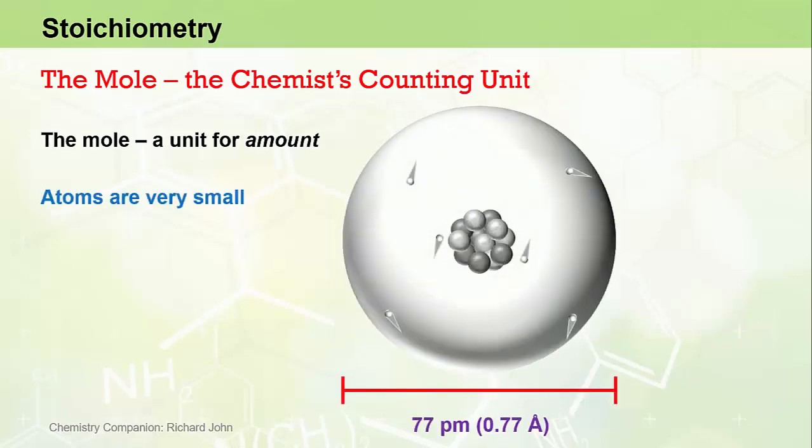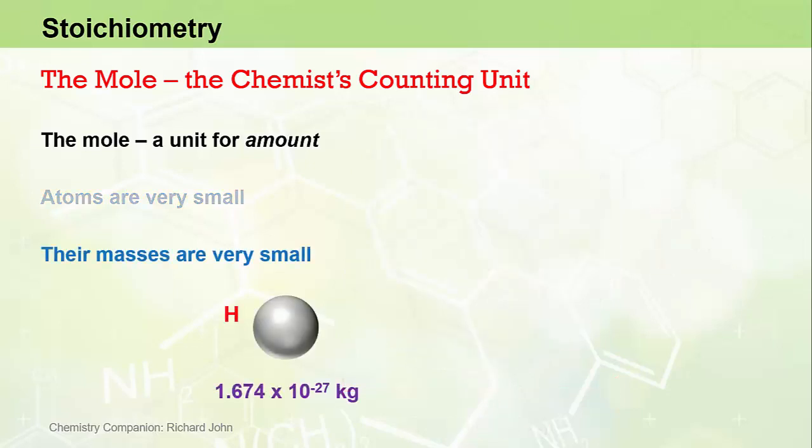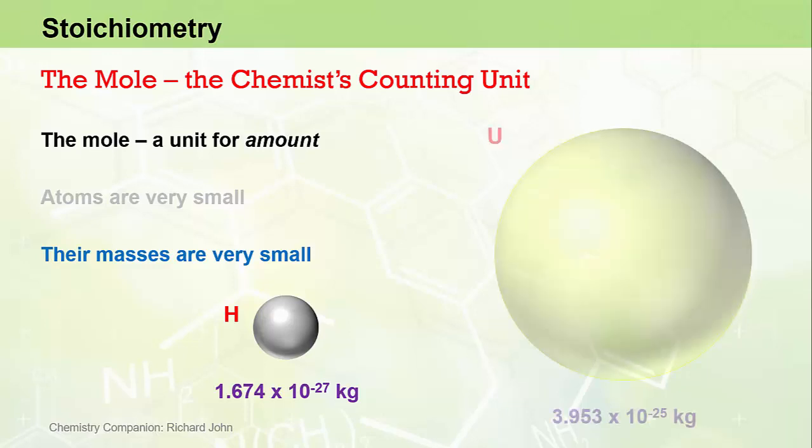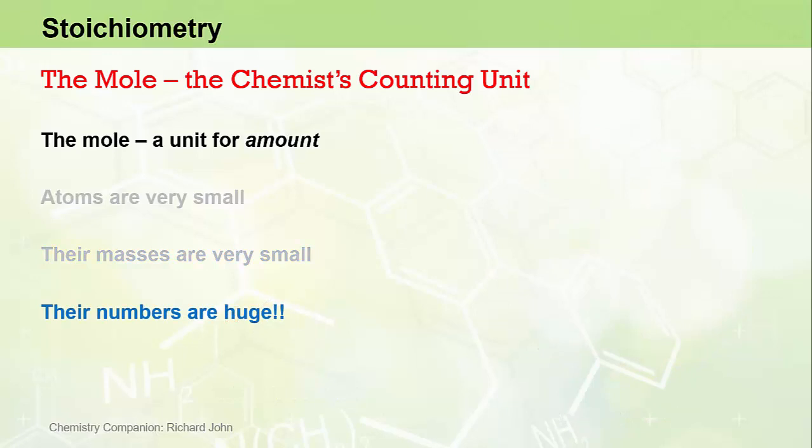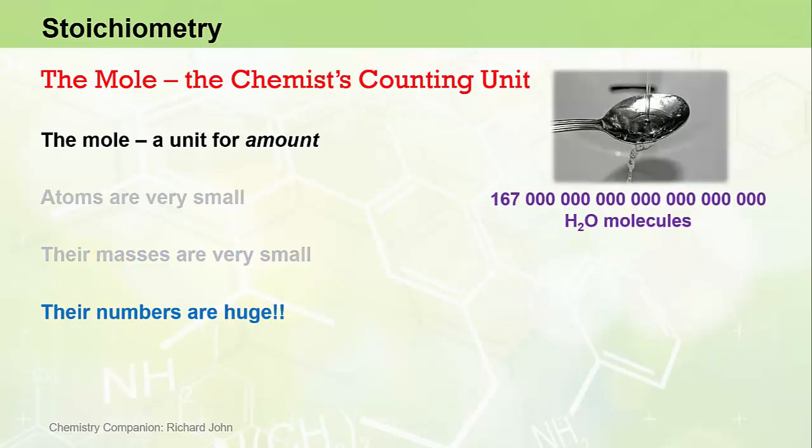For example, we know that atoms are very, very small, of the order of picometers, and atomic nuclei even smaller, of the order of femtometers. We know that the masses of atoms are also very, very small, of the order of 10 to the minus 27 kilograms for the hydrogen atom and up to 10 to the minus 25 kilograms for the uranium atom. And we also know that their numbers are huge. Even very small samples of matter, for example, a teaspoon of water, contain billions of trillions of molecules of water.